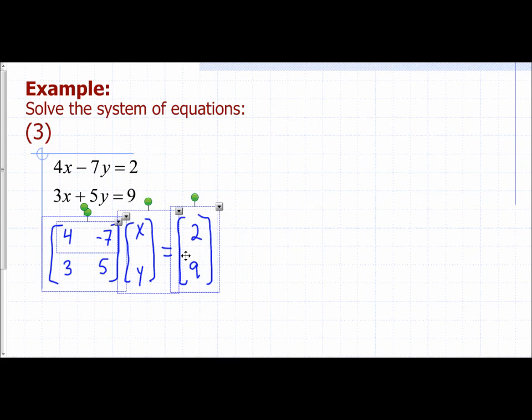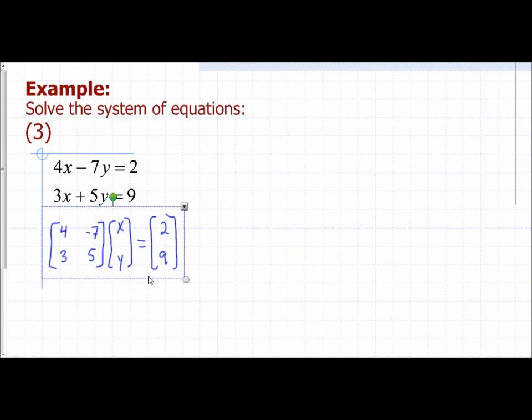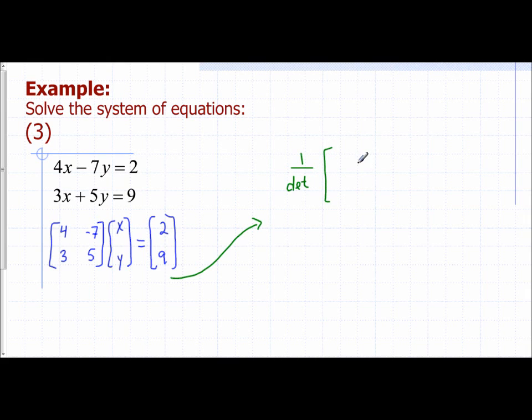Remember, in order to solve, this is your coefficient matrix, the 4, -7, 3, 5, we need to multiply both sides by the inverse of this matrix. So what I'm going to do here is find the inverse. To find the inverse, we do 1 over our determinant times the matrix where D and A switch positions. You change the sign of B and you change the sign of C.